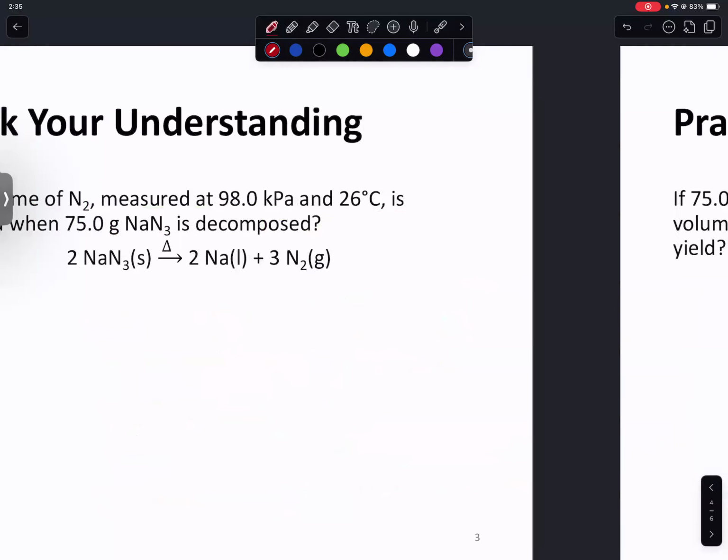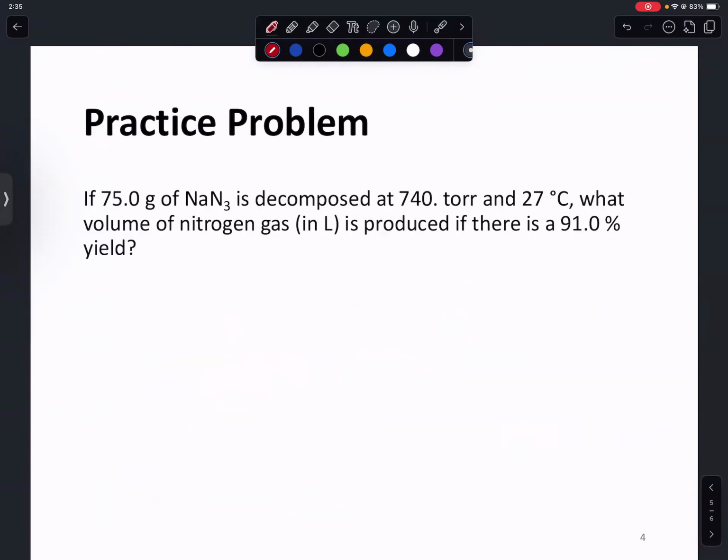Now, I have a different type of problem right here, which is the percent yield. I highly encourage you again to do this on your own, or if you just want to do it with me, that is fine, but doing it on your own, you've learned this before, you can do it. So let's start. We're again sticking with the same theme of sodium nitride.